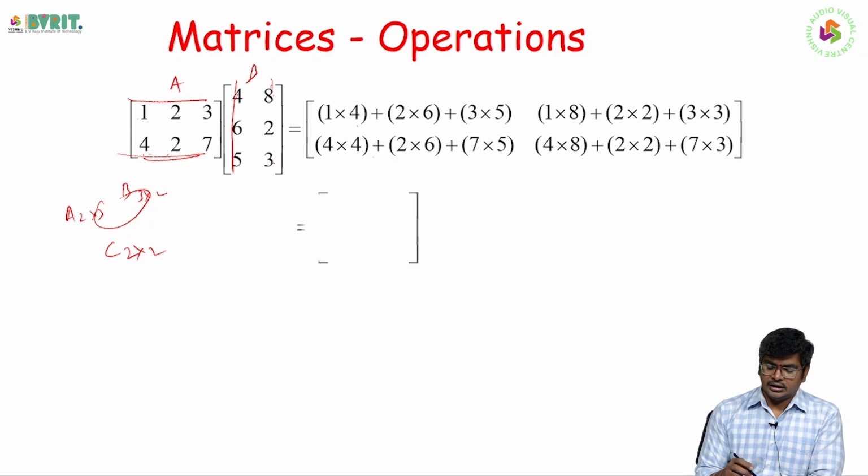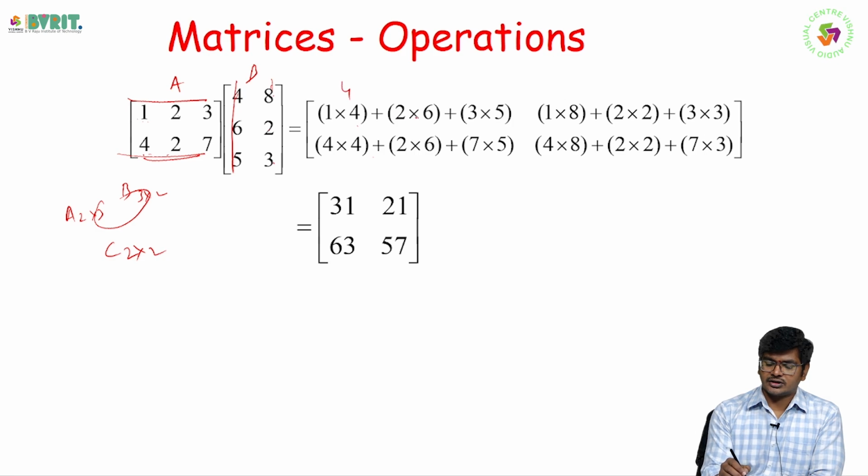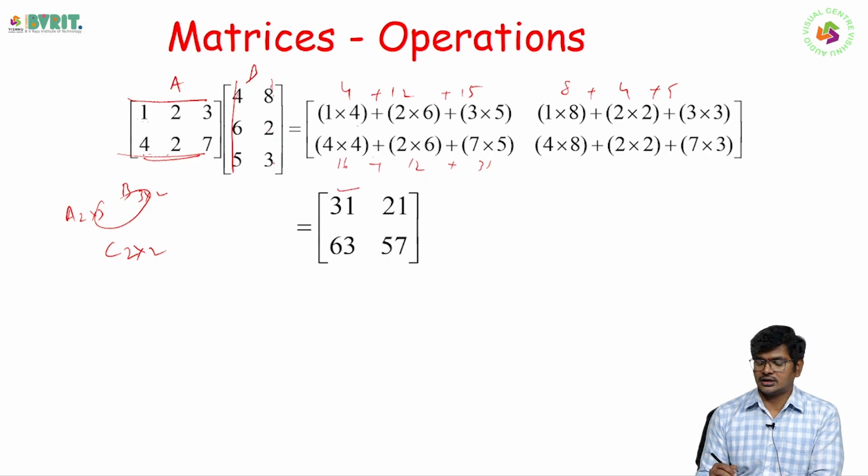We get 1 into 4 is 4, 2 into 6 is 12, and 3 into 5 is 15. 15 plus 12 plus 4 is 31. 1 into 8 is 8, plus 2 into 2 is 4, plus 3 into 3 is 9, we get 21. 4 fours are 16, 2 sixes are 12, 7 fives are 35. You can add and get the answer. The resultant matrix is 2 by 2.